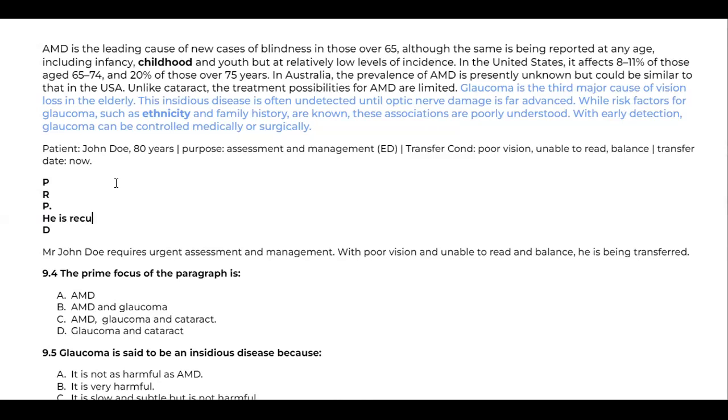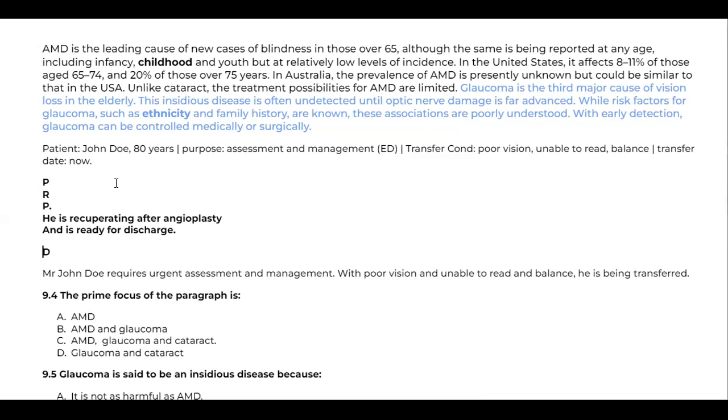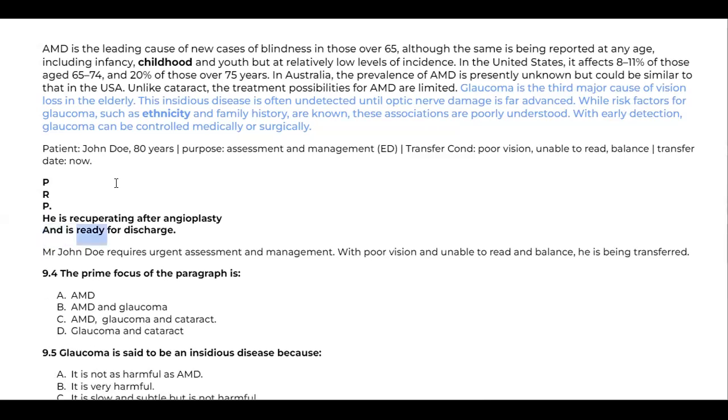He is recuperating after angioplasty and is ready for discharge. In the discharge cases, you can write not only ready for, but also is being discharged. Don't forget the ED there. And will be discharged tomorrow. These are all okay with this one.